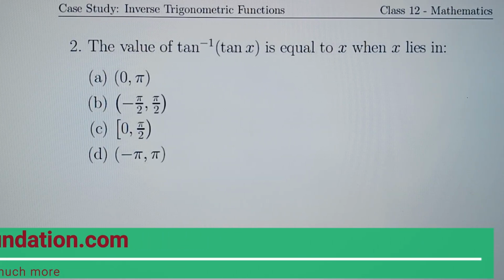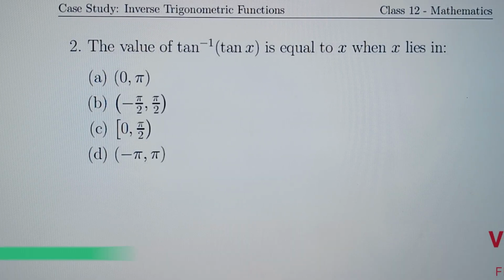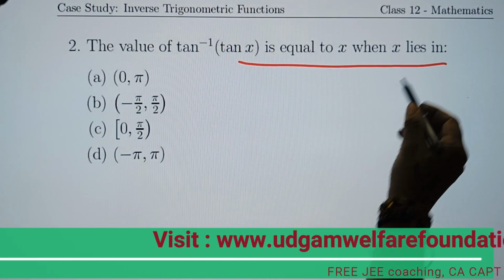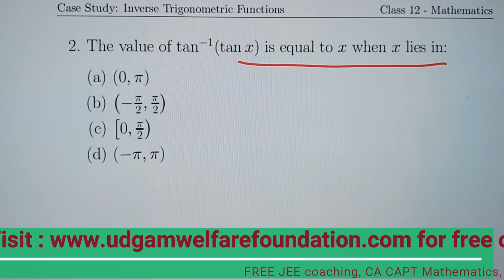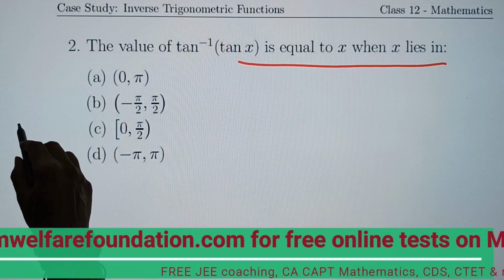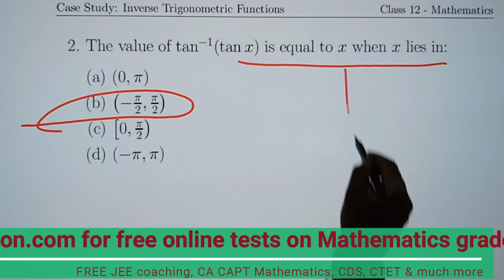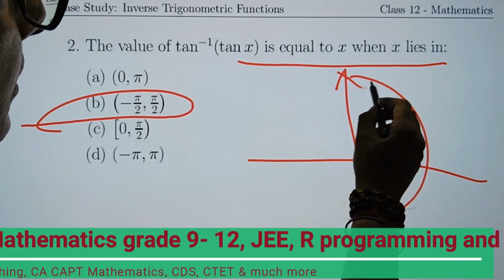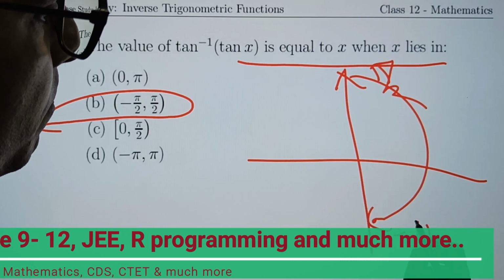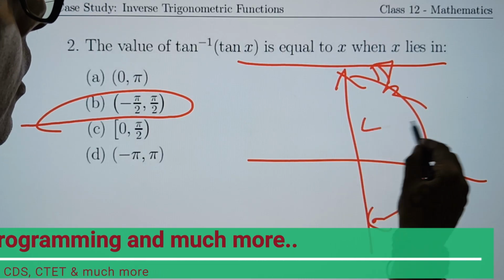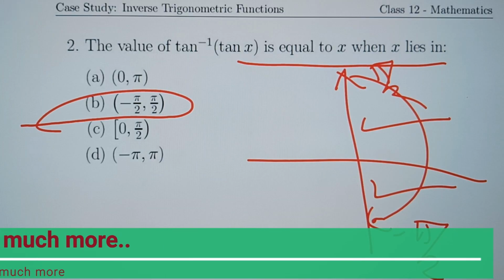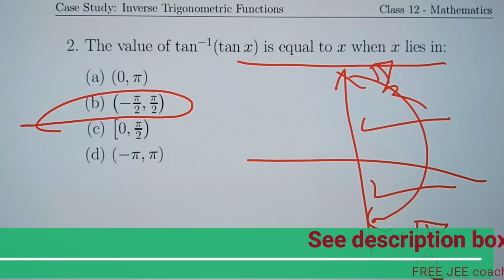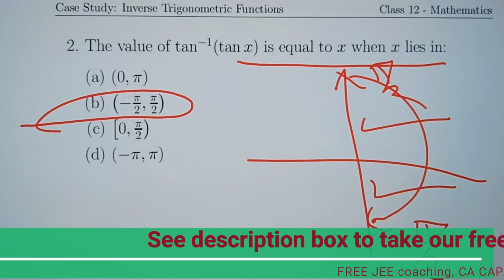So students, this is our question number 2, which again states the property of tan inverse of tan x. The value of tan inverse of tan x equals x when x lies in what? When x lies in this particular area. That means it should lie here, but it is excluding pi by 2 and minus pi by 2 because there it is not defined. So in the first quadrant and in the fourth quadrant, you can say the value of tan inverse of tan x is x. Now let's move towards our question number 3.